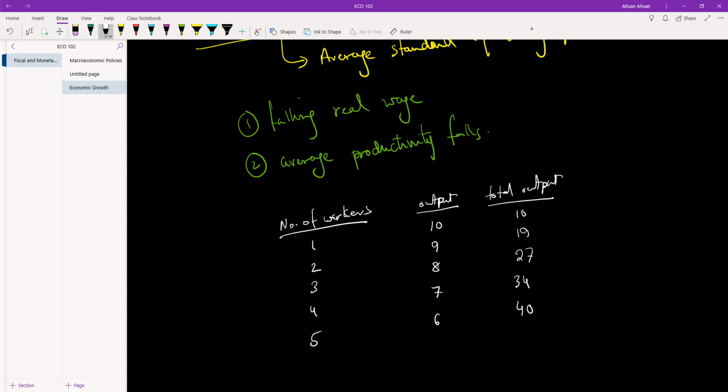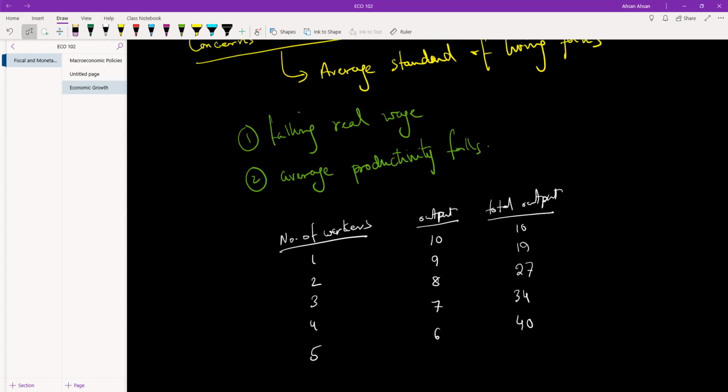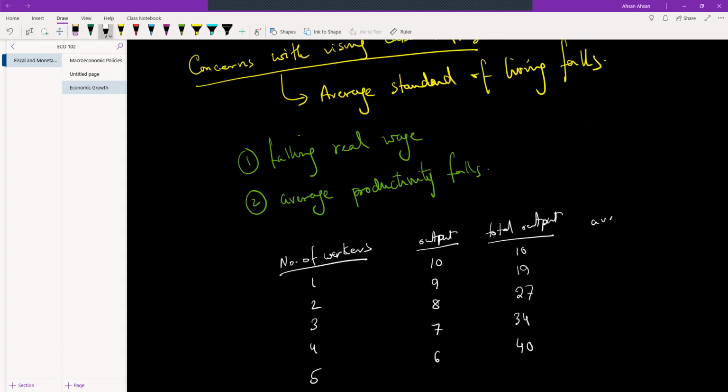So first of all, of course, our total output is increasing. Each worker gives us a positive output. But the concern is that the amount of output we get from each worker is falling. So from total output, let's calculate average output. When we have 1 worker giving us 10 units of output, the average is 10. With 2 workers, together they're giving us 19 units of output, so our average is 19 divided by 2, which gives us 9.5.